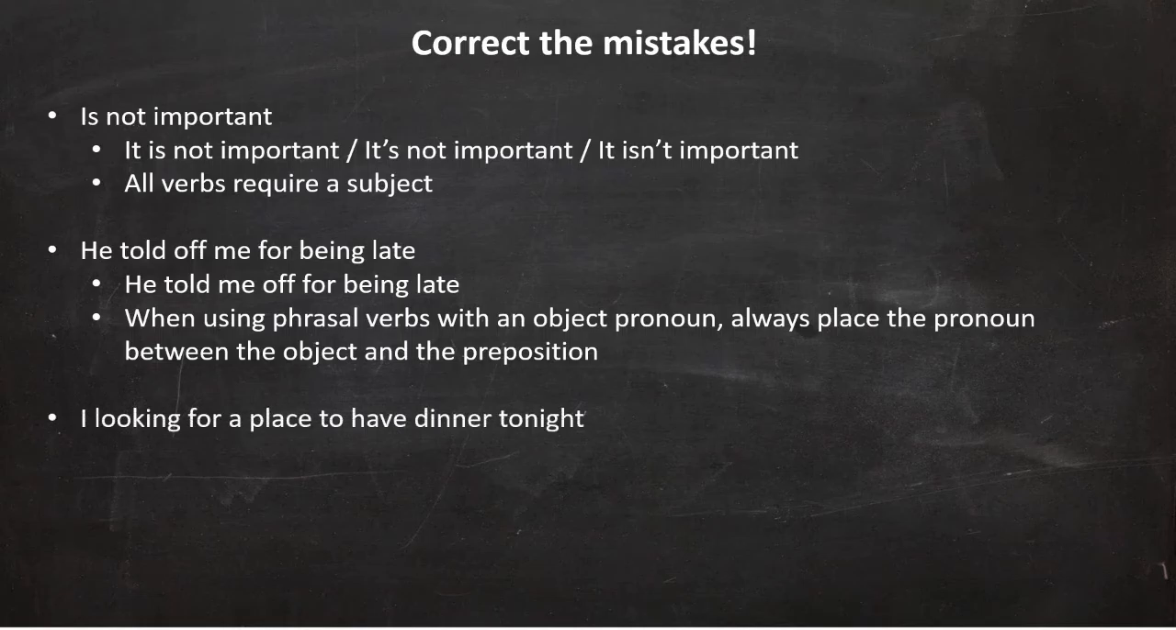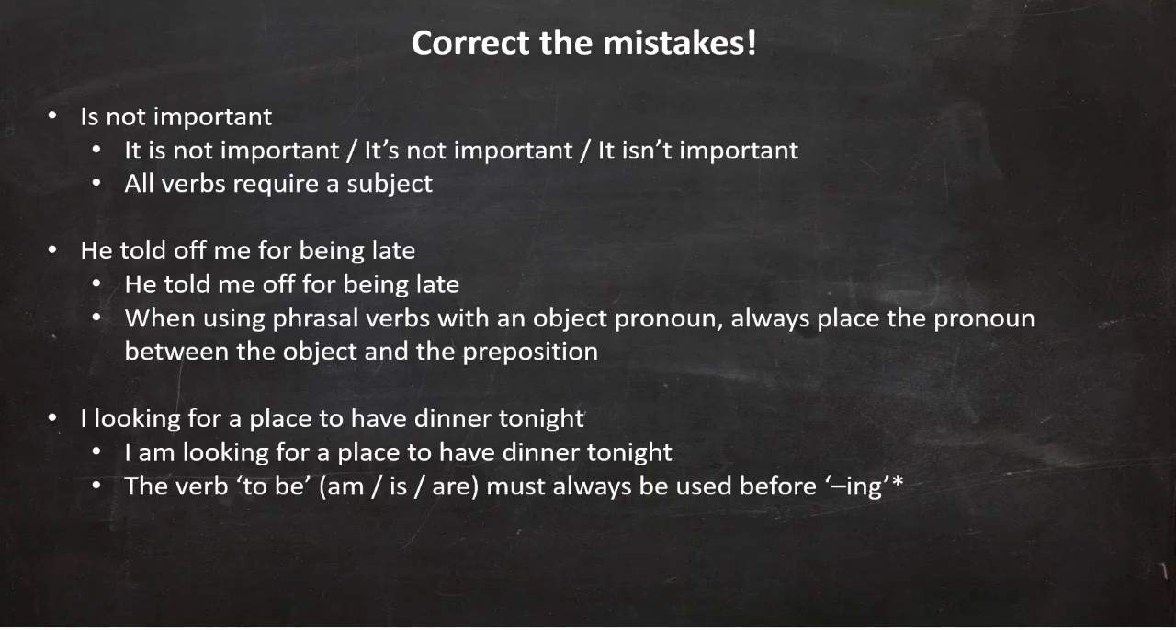I'm looking for a place to have dinner tonight. Yes, it should say I am looking for a place to have dinner tonight. So the verb to be, I am, you are, he is, she is, and so on, must always be used before the ing form of the verb.